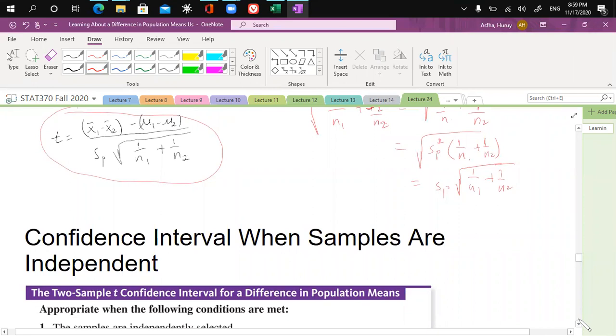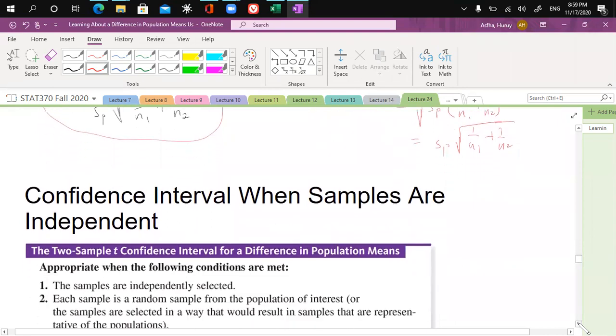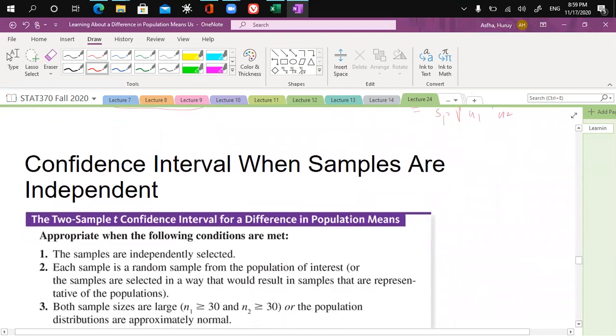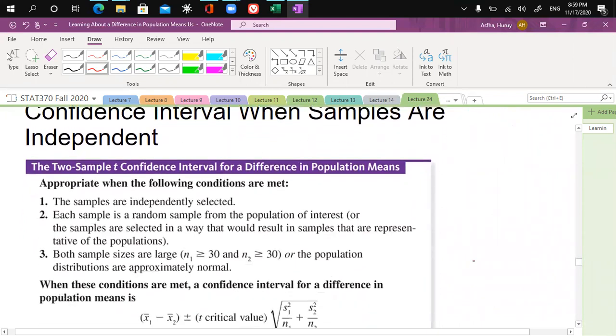Okay. All right, and the next inferential method is constructing a confidence interval. We already studied the sampling distribution of x bar 1 minus x bar 2, and we know the conditions that we need to check. The first one is independence. Both samples have to be independent of each other. And sample 1 and sample 2 should be representative of their respective populations, or each of them has to be a random sample. And the third one is we need a large sample size for both samples, or both populations should be approximately normal.